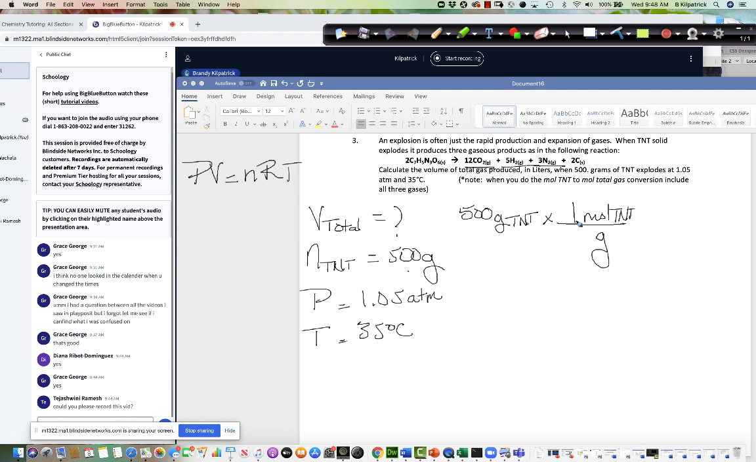Okay, 1 mole of TNT has a mass of 227. So that's the mass of 7 carbons, 5 hydrogens, 3 nitrogens, and 6 oxygens. So now I'm in moles of what I have. I can go to moles of what I want.